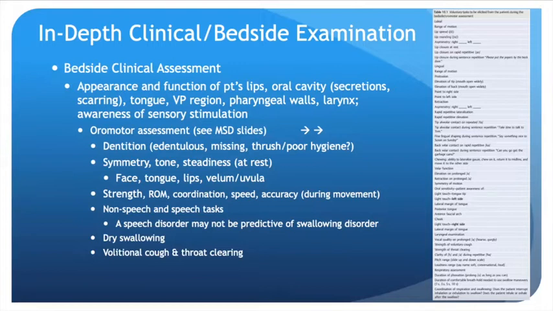You might look at the patient's dry swallowing function. Are they able to swallow dry, just without any type of food or liquid in their mouth? You might look at their volitional cough and throat clearing. Your book provides a series of voluntary tasks that you can use during a bedside oromotor assessment. You can look at labial function, so the lips: range of motion, lip spreading, lip rounding, asymmetry, lip closure, and lip closure on rapid repetition, so pa pa pa pa pa, and during sentence repetition.